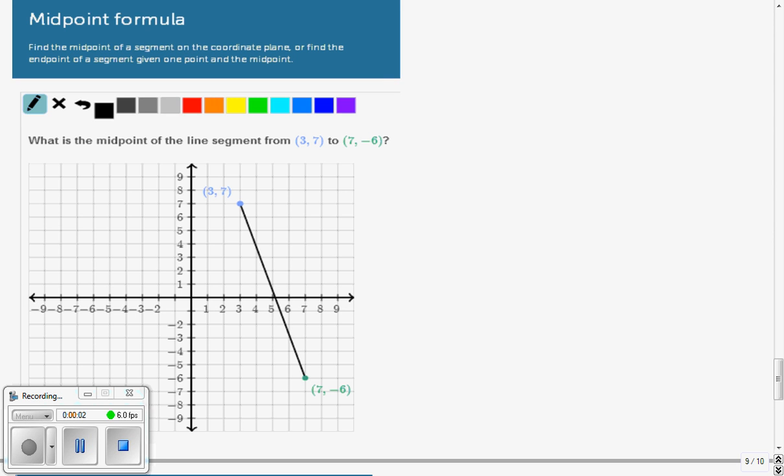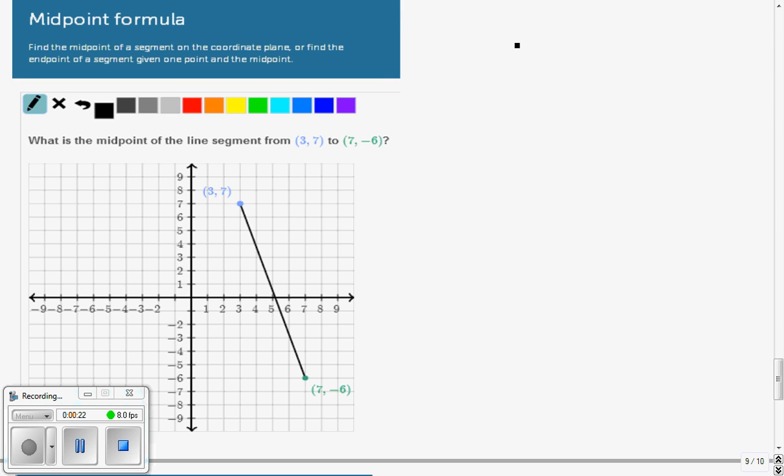For the midpoint formula exercise, there's two types of questions you might be asked. The first type would be, what is the midpoint of the line segment from (3, 7) to (7, -6)? A problem like this, where we're given two endpoints and asked to find the midpoint.